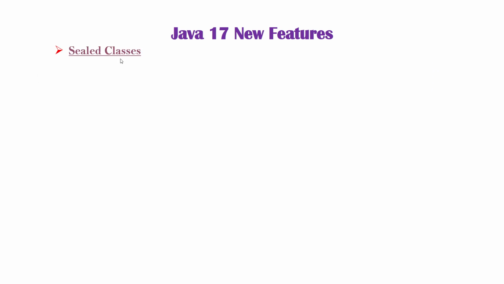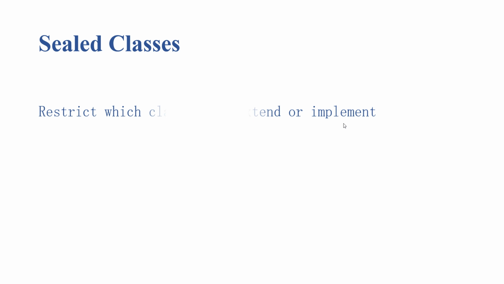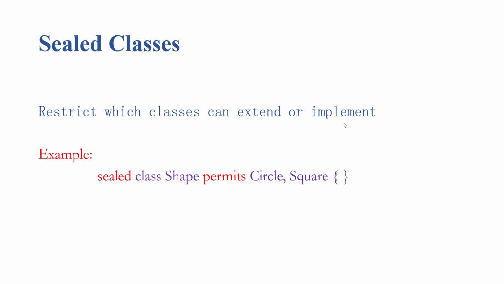First is sealed classes. What does it mean by sealed classes? It will restrict which classes can extend or implement them. As you can see in the example, two new keywords have been introduced: one is sealed and the other is permits. This Shape class is a sealed one, and it permits classes like Circle and Square to extend this Shape class. So this class will restrict how many classes can extend it. Here, the new feature sealed classes has been introduced.